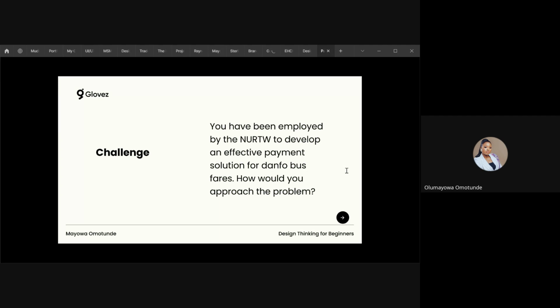So yes, you carry out your research. You need to speak with the passengers, right? How do they currently pay their fares or access the danfo buses?